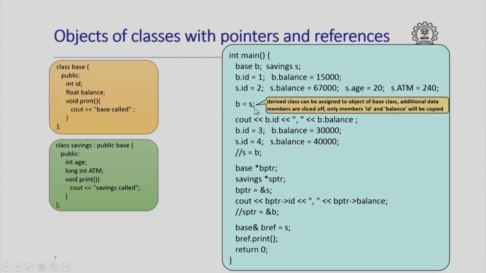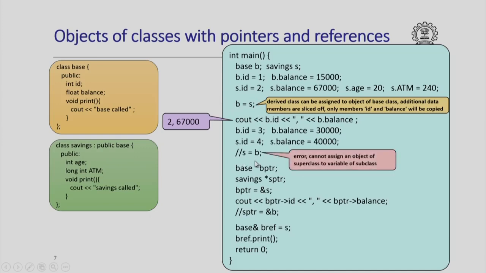Here, like we had seen earlier, an object of the derived class, since it can also be viewed as an object of the base class, can be directly assigned to an object of the base class. So here we are going to print out b.id as the value of s.id, which is 2, and b.balance as the value of s.balance, which is 67,000.